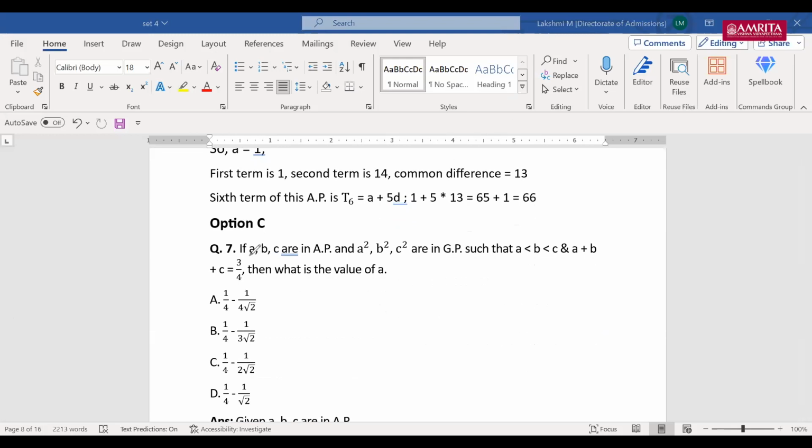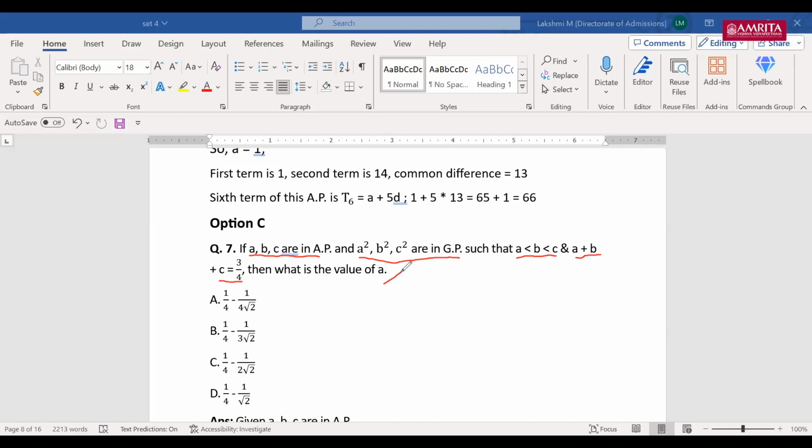The first part is A, B, C are in AP. A square, B square, C square are in GP. Now, they have given me some idea: A less than B less than C, and A plus B plus C equal to 3 by 4. I need to find the value of A.